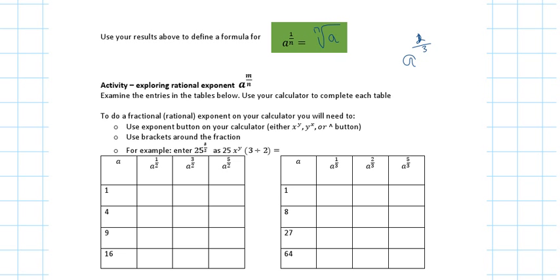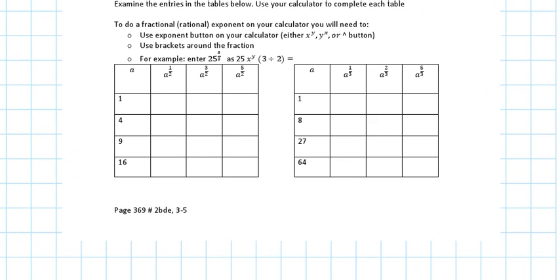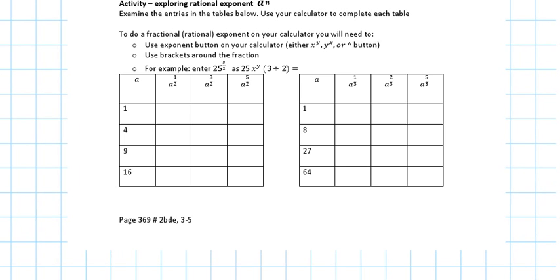We're going to use the calculator to complete the following tables. What I want you to do is replace a with the values 1, 4, 9, and 16, and then we're going to try to find the answer. To do this on the calculator, you do 1, for example, and then press the power button. The power button is either x to the power of y, y to the power of x, or the hat button.